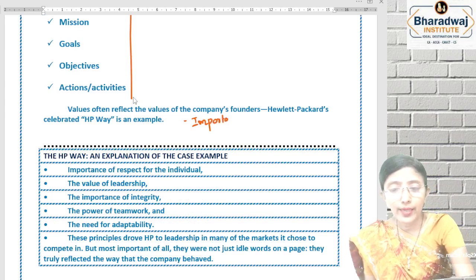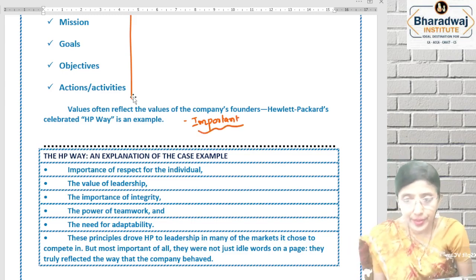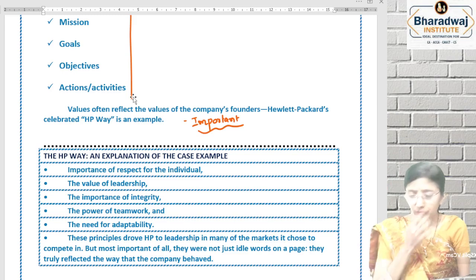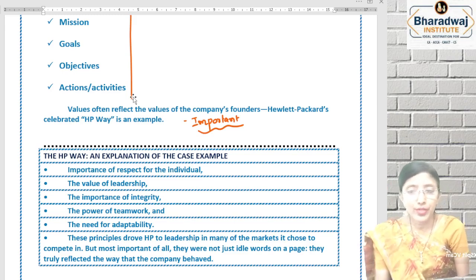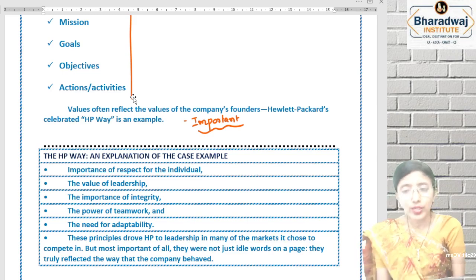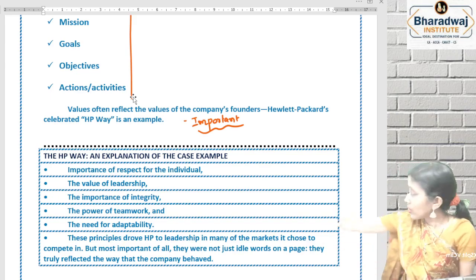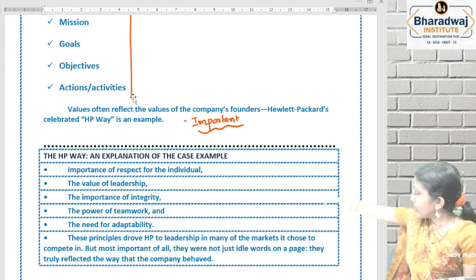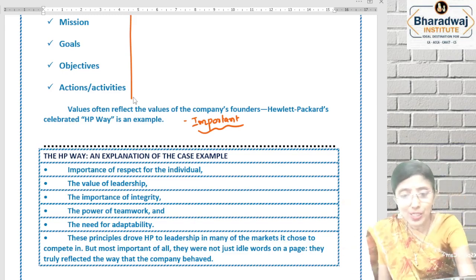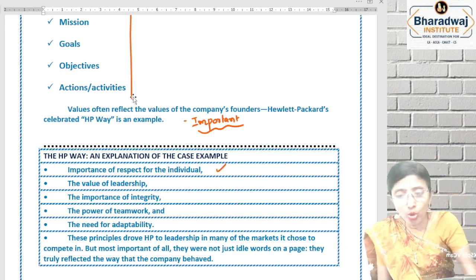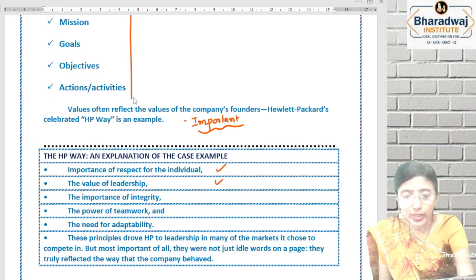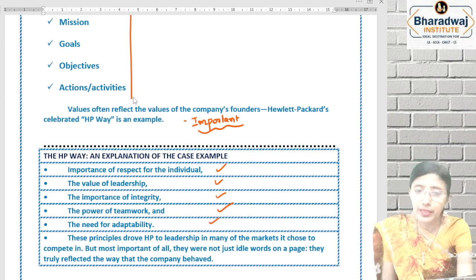I told you that values is one of the important questions in the examination, and HP way. In your parent source, they have given you that HP way is a concrete example of values, and we have told what are those principles. Look at these: importance of respect for the individual, value of leadership, importance of integrity, power of teamwork, need for adaptability. So this is called as a HP way.